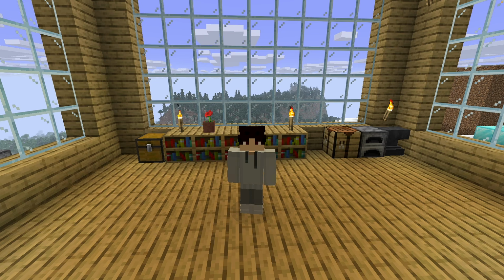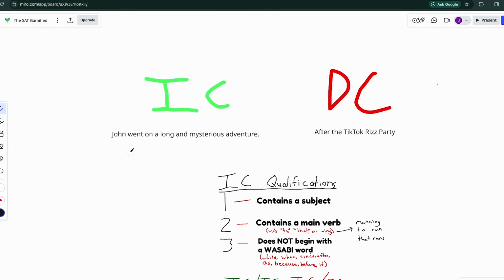Grammar, this is going to be a big one, but it's going to be worth it. An independent clause is something that can exist entirely on its own. Jean went on a long and mysterious adventure. A dependent clause cannot. After the party, we need something to finish this off.